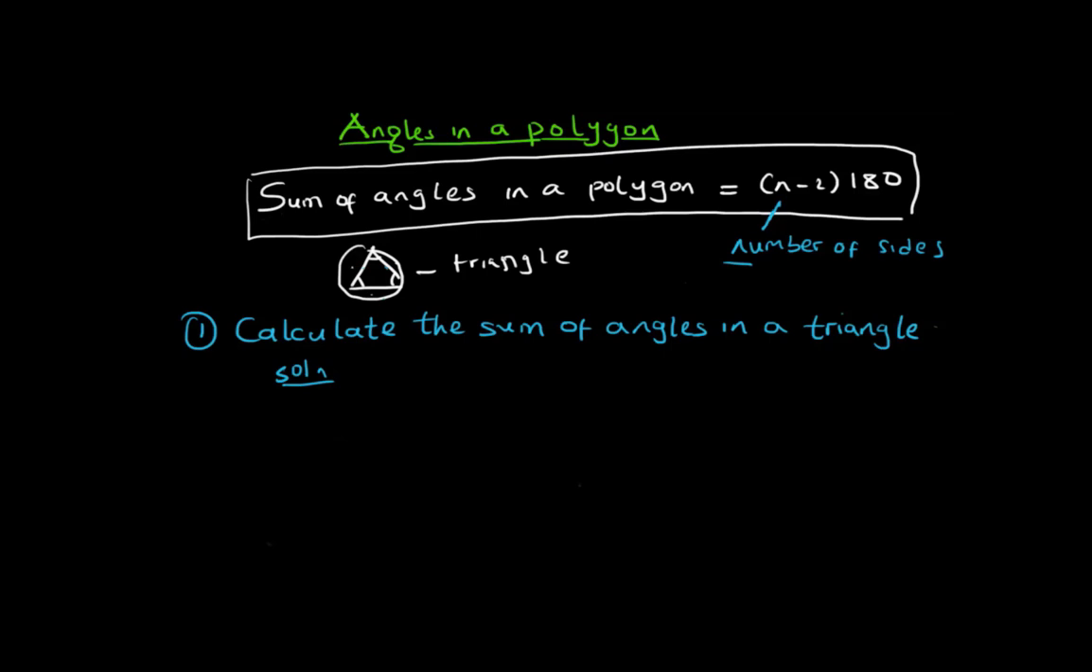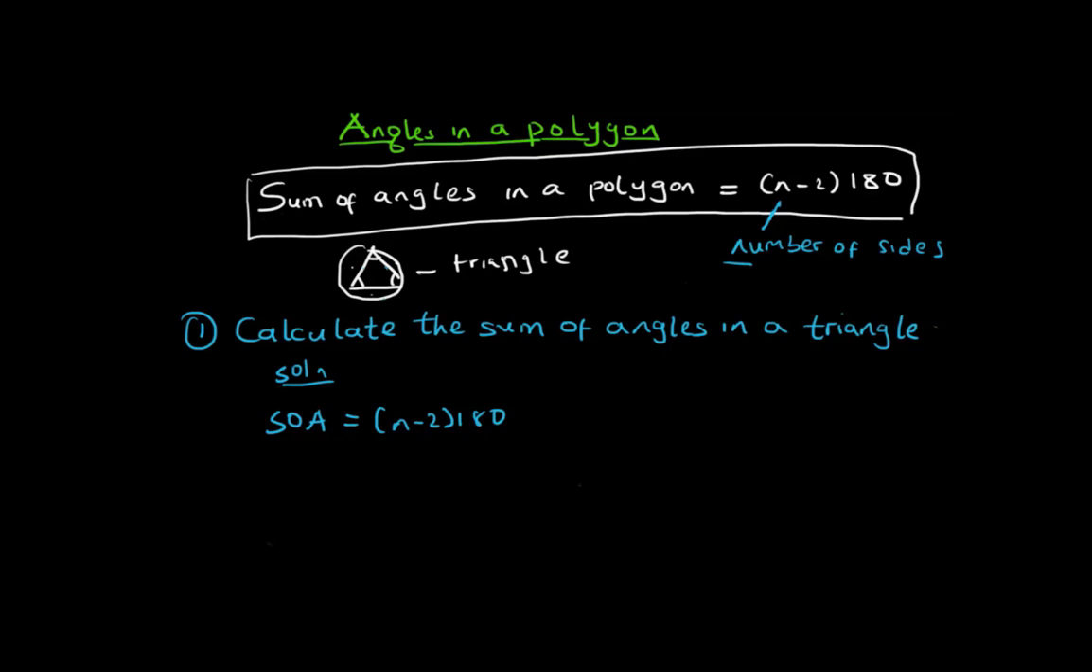The first thing you need to do is to write the formula. Sum of angles in a polygon. So instead of writing the full, I just write SOA, n minus 2 times 180. Now, I advise that if you are writing an exam, make sure you write it in full. I'm just abbreviating for brevity's sake. Alright, so sum of angles in a polygon equals n minus 2 times 180.